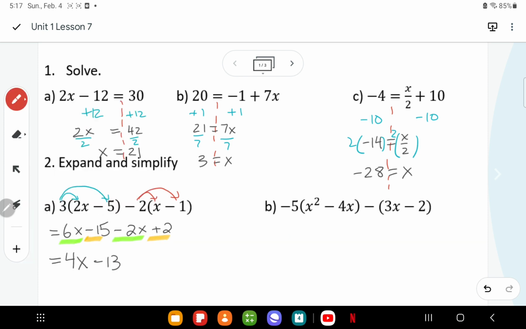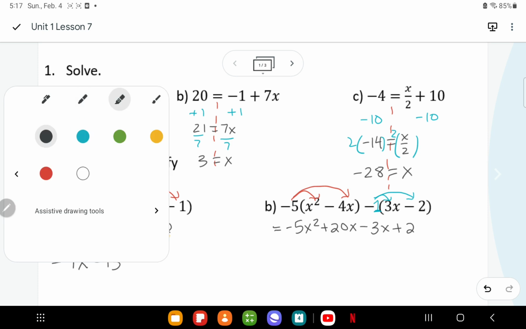Same idea on the next one. I'm going to take the -5, multiply it into the first bracket, and that stops when I hit the end of that bracket. It looks like I don't have anything in front of the second bracket, but remember that there's always an invisible 1. So I'm multiplying this -1 into that bracket. So here we've got -5x squared. -5 times -4 is plus 20x. And here this -1 is going to multiply in and give me -3x. -1 times -2 is positive 2.